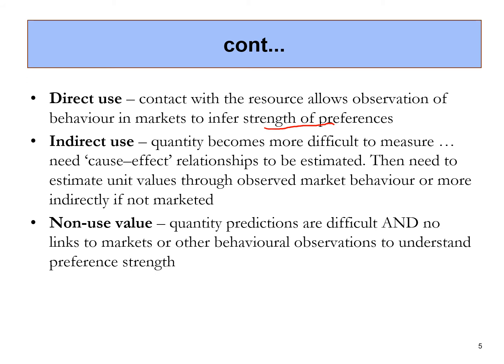Then we need to estimate the unit value through observed market behavior, or more indirectly if it is not marketed. And the last one, for the non-use value, the quantity predictions are difficult and there is no link to markets or other behavioral observation to understand the preference strength. So in this case, it is hard for us to quantify the non-use value because we didn't use it. While for the direct and indirect use, we still can infer and quantify it because we have some contact with the resources. Okay?